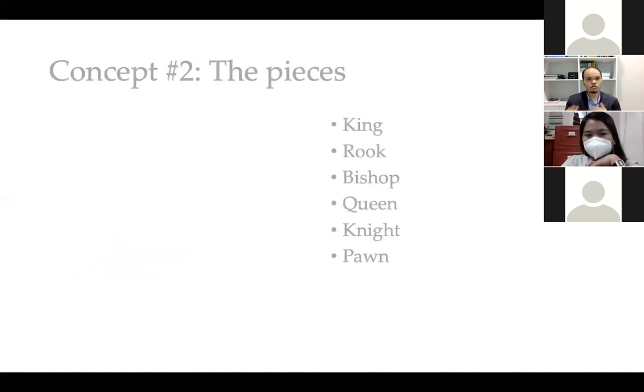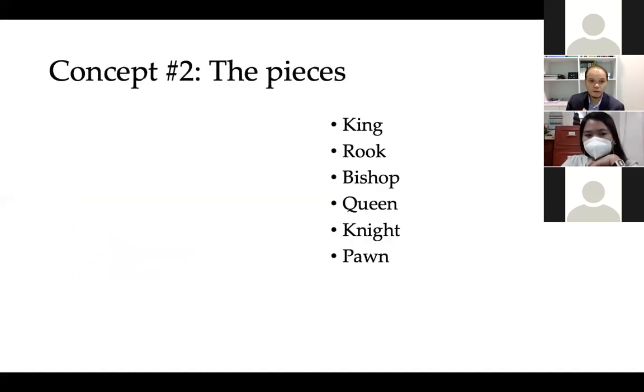Now we move on to the second concept, which is about the pieces. Now in chess, there are 6 important pieces. And based on the research done in educational chess, you'd like to introduce the pieces according to this order that I'm sharing with you right now. You start with the king, the rook, the bishop, the queen, the knight, and finally the pawn. So that is how you'd like to order them. But there are 6 pieces.